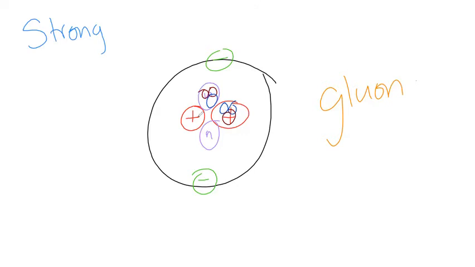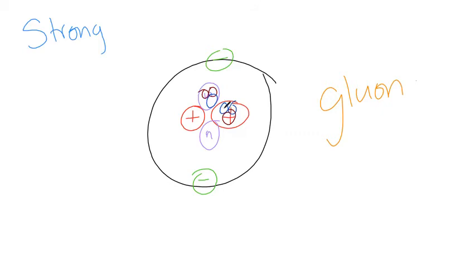Now, the strong force not only has the interaction between the protons and neutrons, it's also in charge of the interaction between the subatomic particles which make up the protons and neutrons. So we have three quarks which make up a proton, and three quarks which make up a neutron. We have two down quarks for a neutron and two up quarks for a proton.